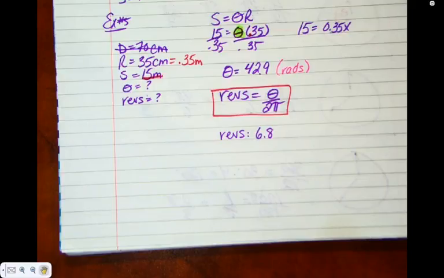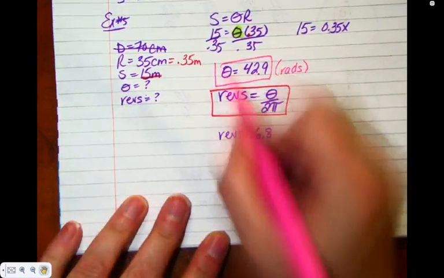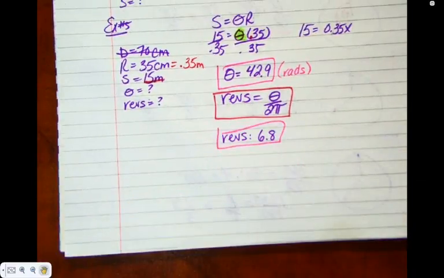So is revolutions a meter? Revolution is counting, so there's no units. It's like how many apples? There's 5 apples. How many revolutions? 6.8 revolutions. There's our final answers. This was a 3-mark exam question 4 years ago. The first part was worth 2, so getting the 42.9, and there was 1 mark for the revolutions of 6.8.